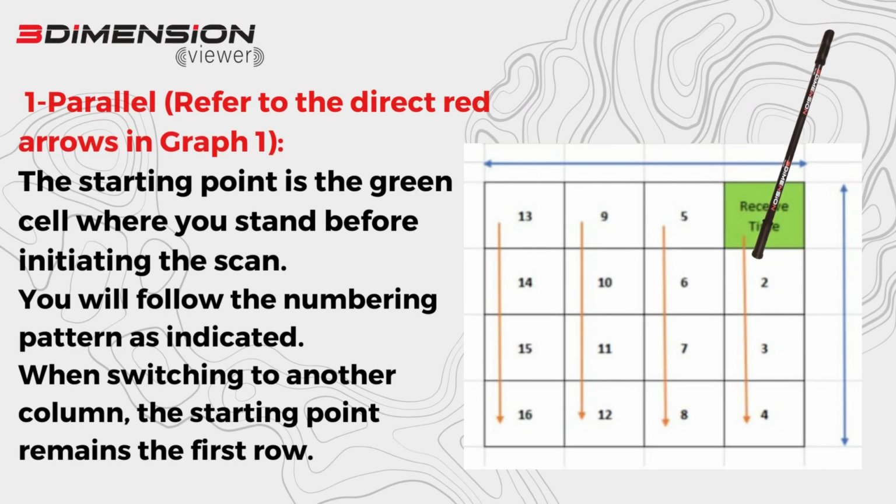1. Parallel. Refer to the direct red arrows in Graph 1. The starting point is the green cell where you stand before initiating the scan. You will follow the numbering pattern as indicated. When switching to another column, the starting point remains the first row.